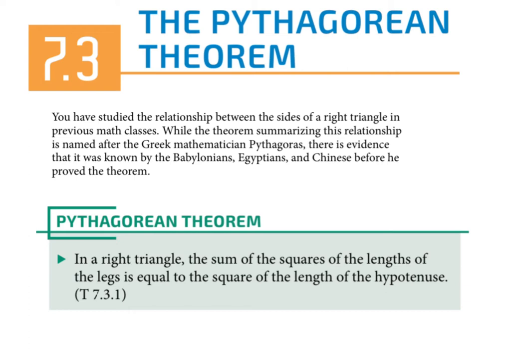It's named after a Greek mathematician, Pythagoras. And there's actually evidence that it was used long before the theorem was ever written down. There's evidence that it was used in building, that even Egyptians and Chinese empires would have used long ago. So it's been around forever. The Pythagorean theorem says in a right triangle, the sum of the squares of the lengths of the legs is equal to the square of the length of the hypotenuse.